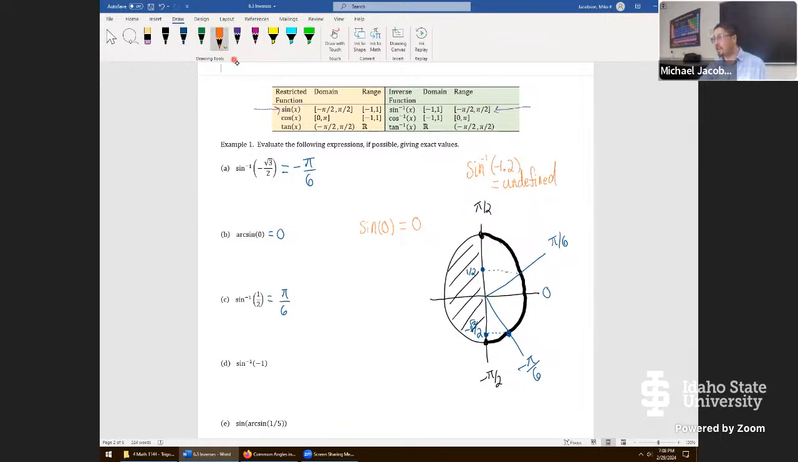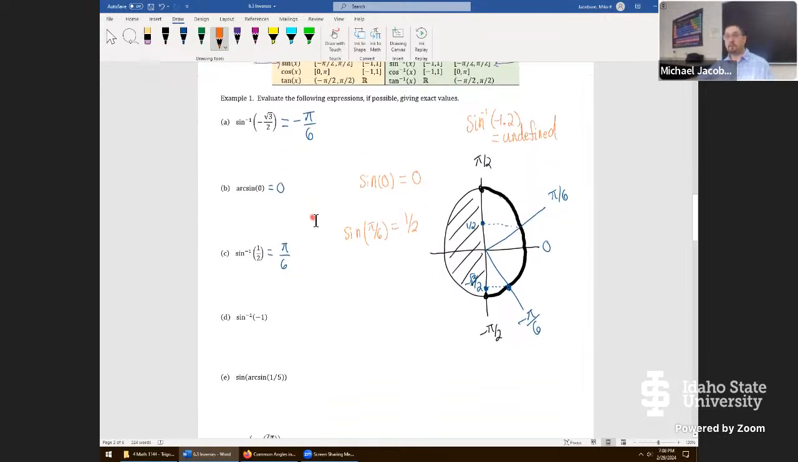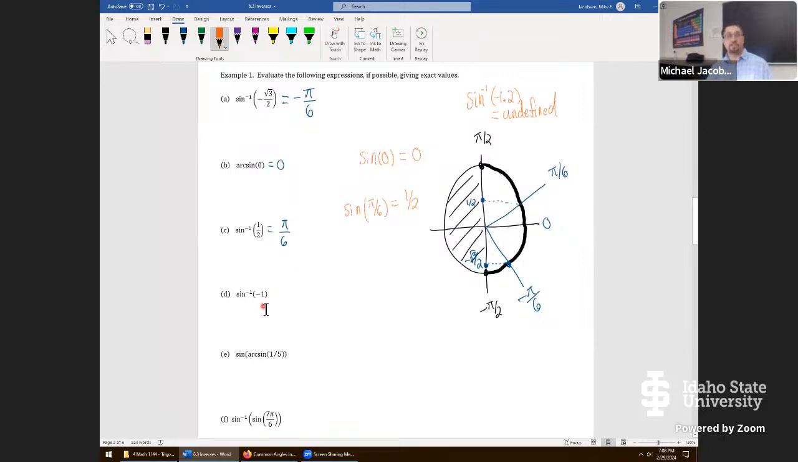And it is true that sine at pi over 6 is 1/2. So all we're doing is the unit circle backwards. We're starting on the y-axis for sine inverses and just trying to reverse engineer what is the angle that got us there. Well, let's keep on going. This one's saying sine inverse of -1. Anyone see what the angle should be for a -1 on this thing?